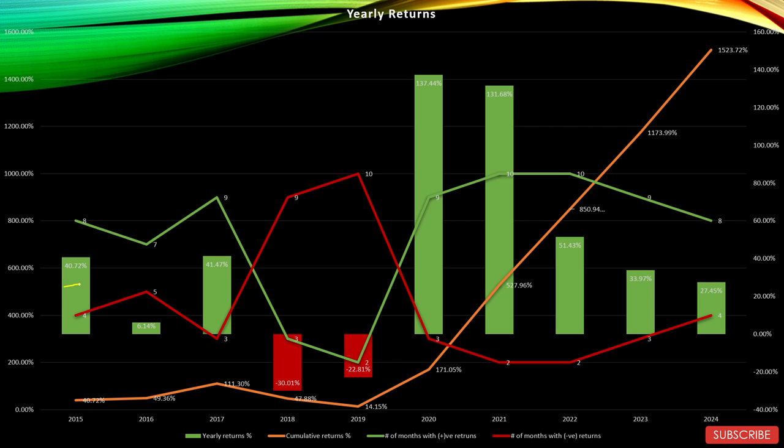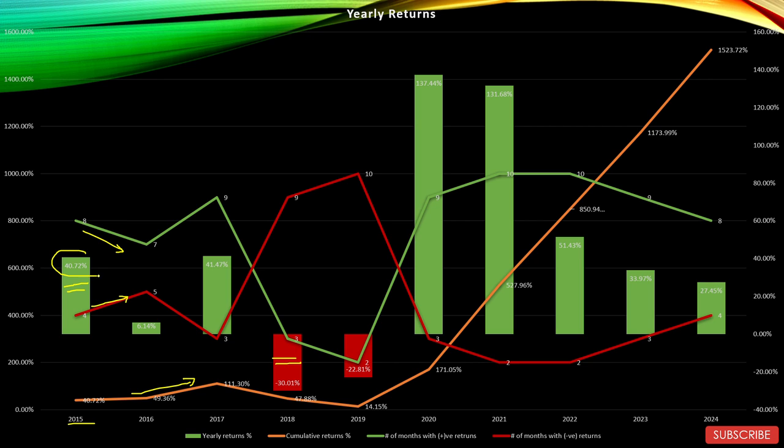So in this graph, the green bar shows the positive yearly returns, the red bar shows the negative yearly returns. The orange line down here at the bottom shows the cumulative returns. The green line shows the number of months with positive returns, whereas the red line shows the number of months with negative returns. Let's start with 2015.